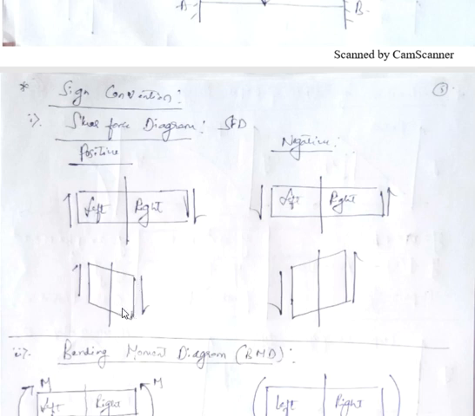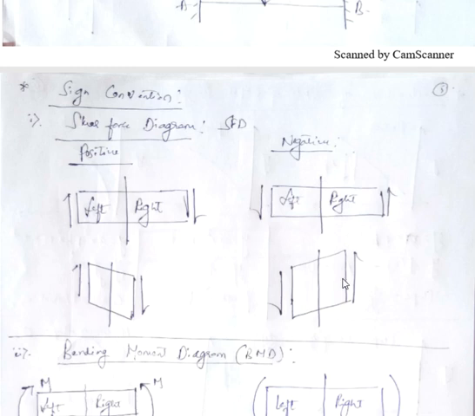Okay, so if the bend shape is like this, then it is considered as positive shear. Negative shear is exactly opposite to this. If this is a beam and this is a cross section, if you are coming from right side and the force is in upward direction, take it as negative. If you are coming from left side, if the force is in downward direction, take it as negative.